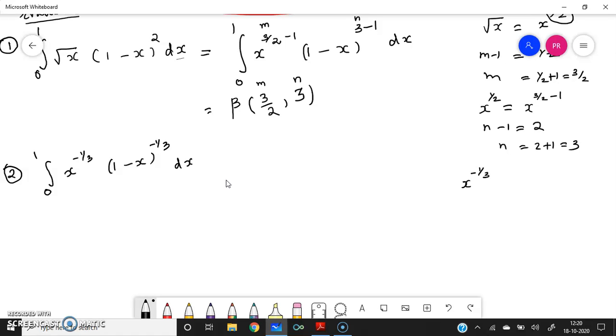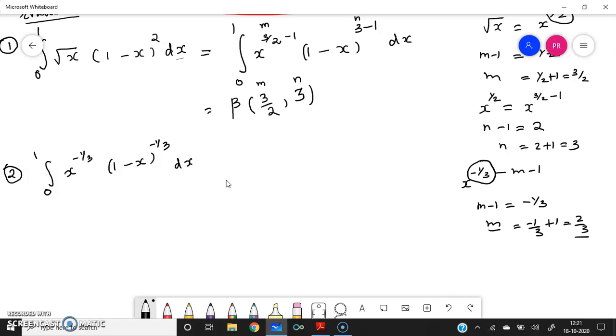Okay, so I want minus 1 by 3 in the form of m minus 1, like we did in the previous one. M minus 1 is minus 1 by 3, right? This only I am taking as m minus 1. So m minus 1 is minus 1 by 3, and m is minus 1 by 3 plus 1, which is 2 by 3. Okay, my m value will be 2 by 3.